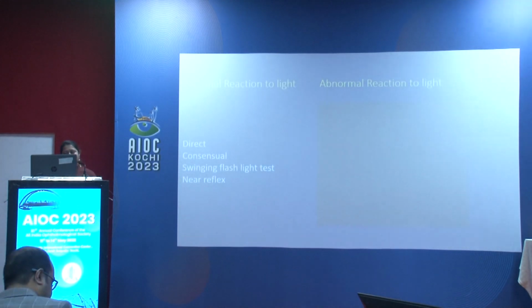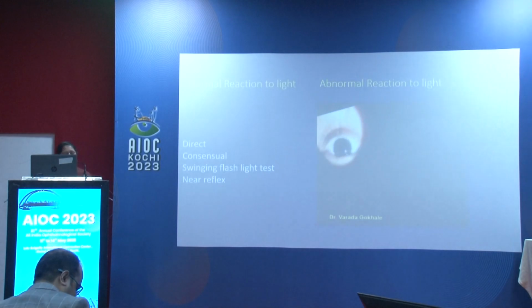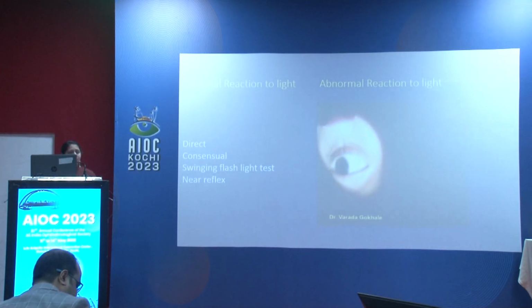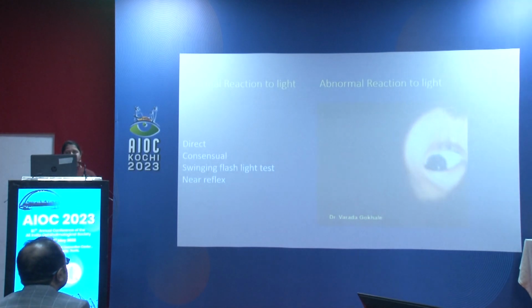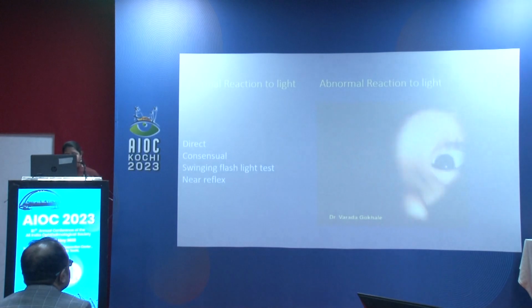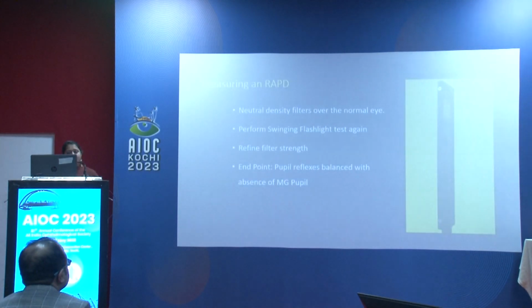We check the reactions, and most commonly, what we do is the swinging flashlight test to detect afferent pupillary defect. So here the pearls are that the patient should look at the distant target. Here I am testing in a child, which is a little difficult. RAPD can be measured with a neutral density filter. You have to perform the swinging light test in both eyes till it is equal.